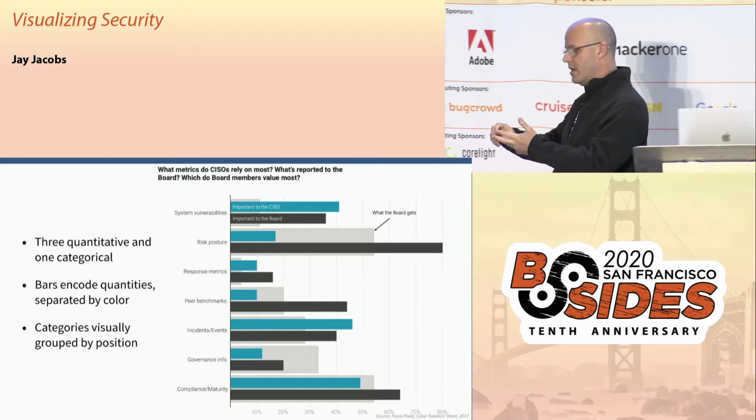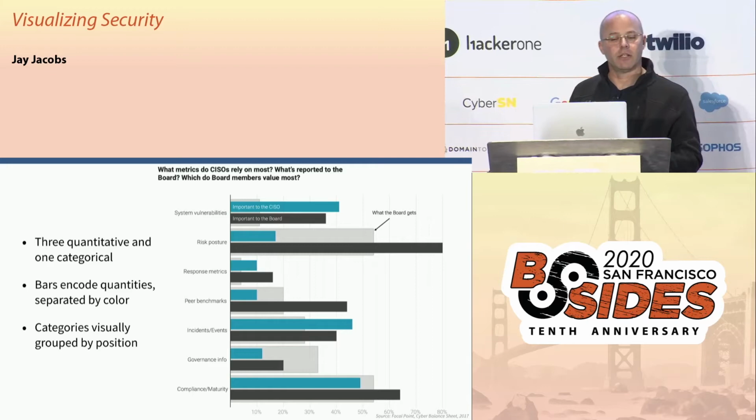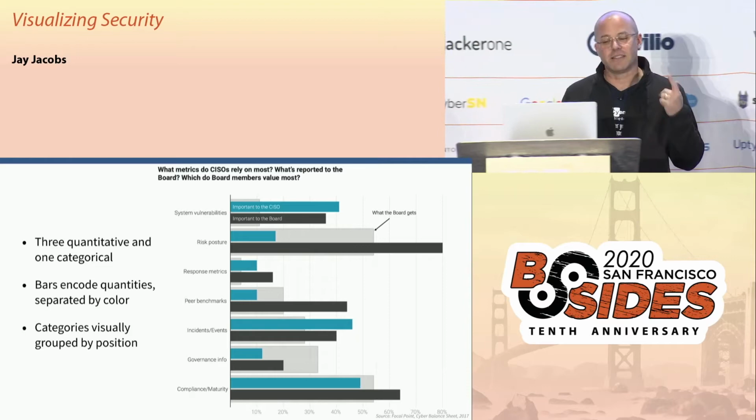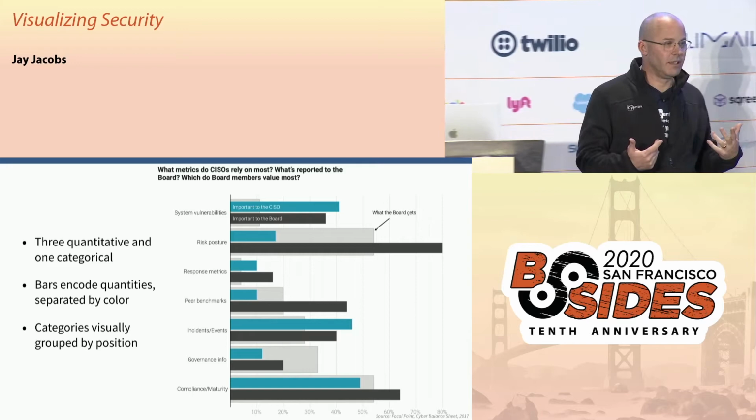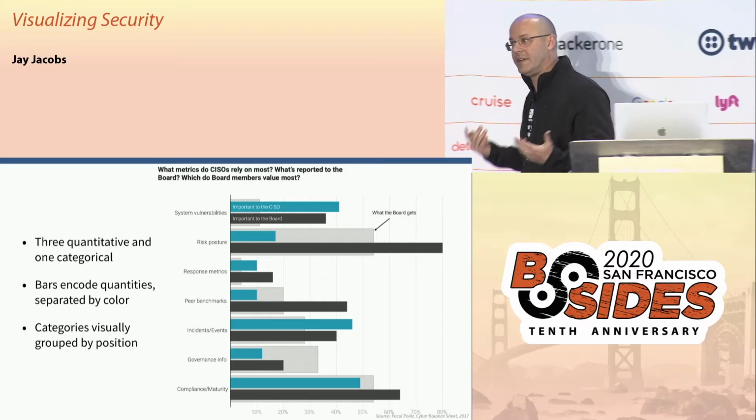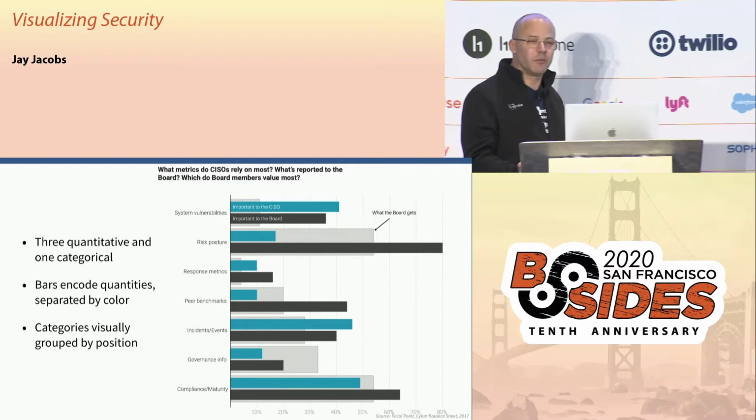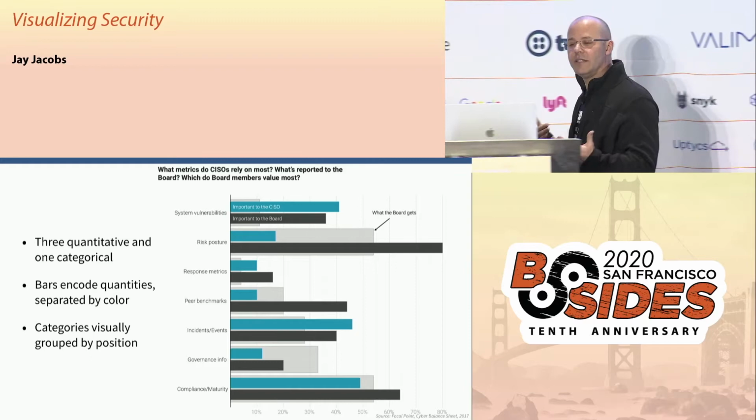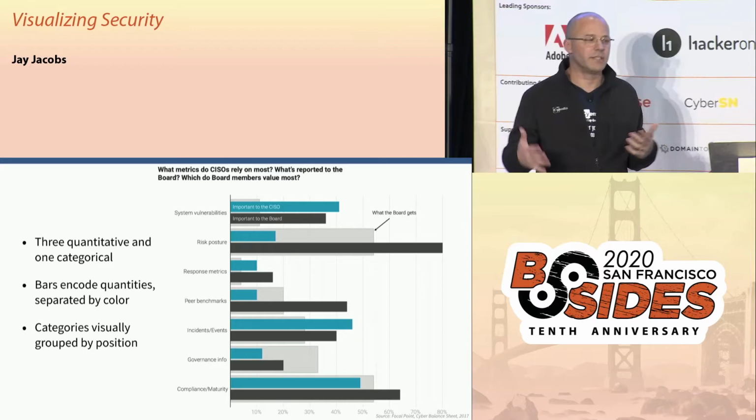The bars here are encoding, it's a visual cue. We're encoding those quantities separated by color, and position is going to group those together. But the content here is super interesting. If you look at that second one, risk posture, the board really wants to hear about risk. The CISOs and the security leadership really don't want to tell them about risk because it's a really tough topic. And they're getting more than the CISOs want to give, but less than what the board wants, with that gray bar. Look at the one above it, system vulnerabilities. They both want more than what they're getting. So this is a very simple visualization, just some bars grouped, colored, showing length on the same scale, and you can communicate a whole lot of information in there.